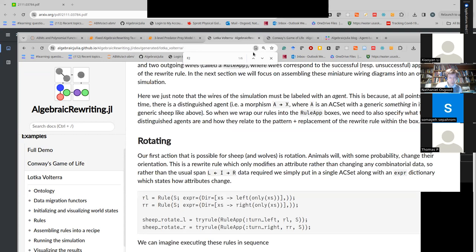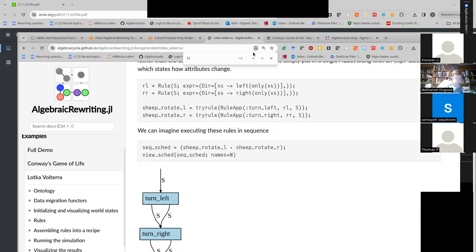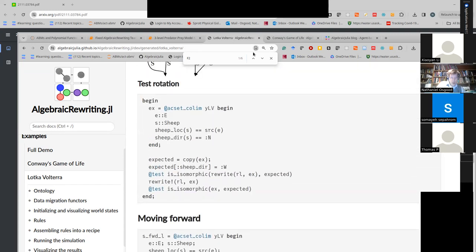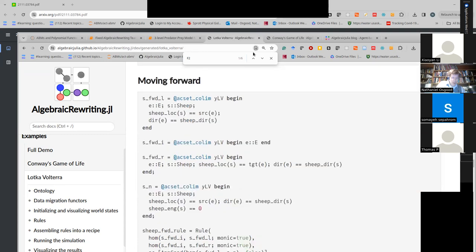Let's see, what would be a good one to show? Moving forward, we have these three components of the rule. We have the L part of it. So here we have a sheep along an edge, where the sheep location is at the source of the edge. So the sheep is positioned at the start of this edge, and the direction of the edge is the same as the sheep direction. So the sheep is facing the right direction for this edge to apply to them, or conversely, this is the edge that starts at where the sheep is, and that's in the same direction as the sheep, right? That's what this sets up for us, an AC set.